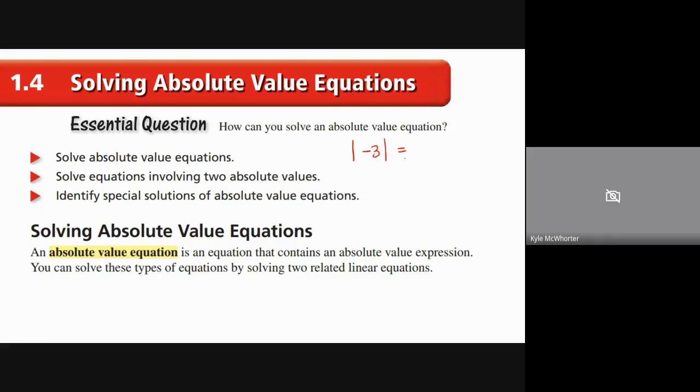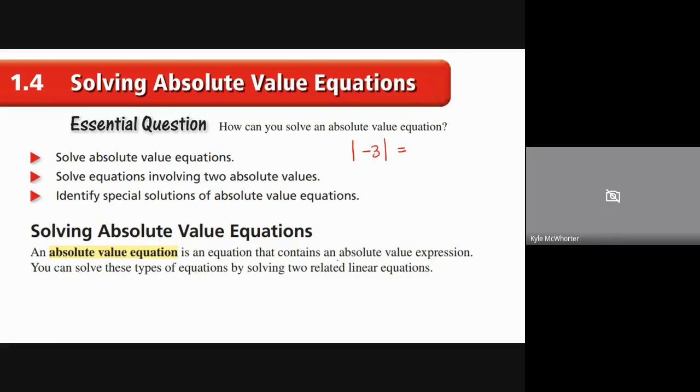Now, if you remember what absolute value is, absolute value means the distance a number is away from zero. How far away from zero is this number? So how many units away from zero is -3? It's 3 units away from zero.